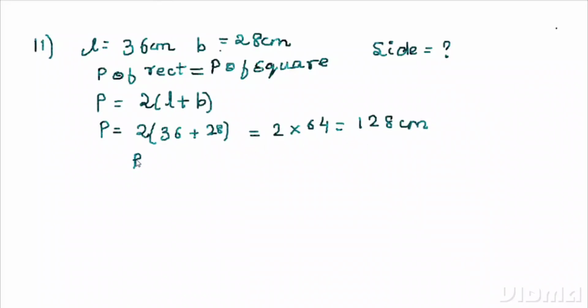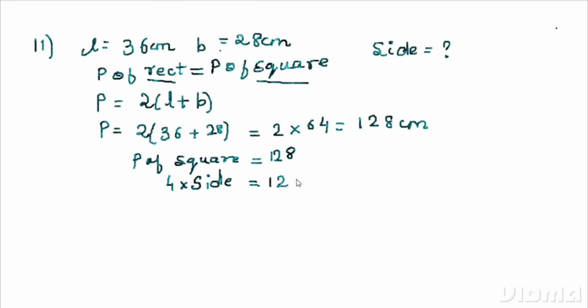Now can I write that perimeter of square will also be 128 centimeter? Yes, why? Because they are telling that the perimeter of rectangle is equal to the perimeter of square. So what's the perimeter of a square? It is 4 times side. So that is equal to 128. So now what is going to be my side? Side is going to be 128 divided by 4. So this is 32 centimeter. So this is the side of the square.